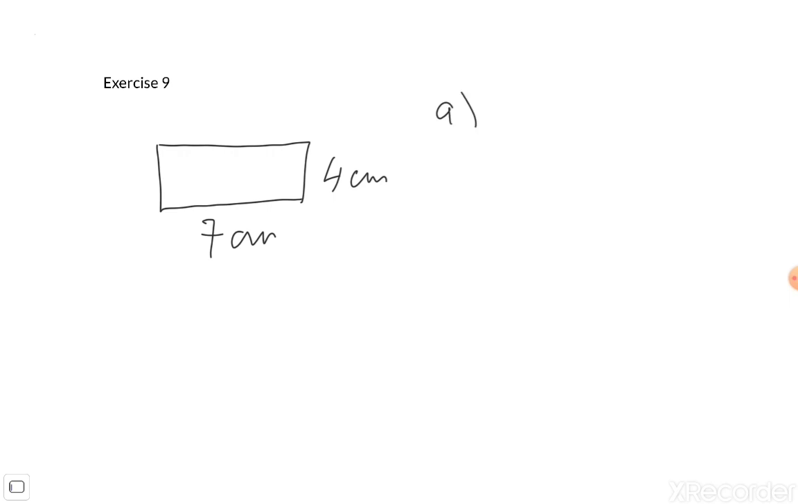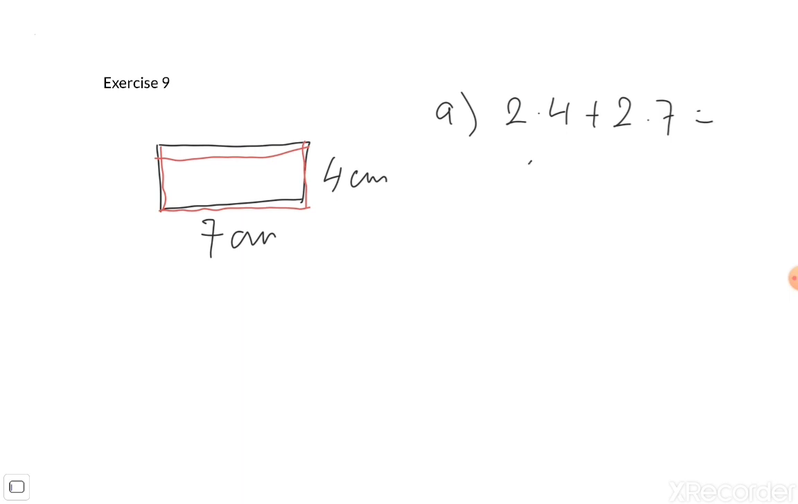Now with exercise A, how to calculate the perimeter. Now first you need to know what a perimeter is. Perimeter is the length around a shape. So over here it is 7 plus 4 plus again 7 plus again 4. So we can also say it is just 2 times 4 plus 2 times 7.